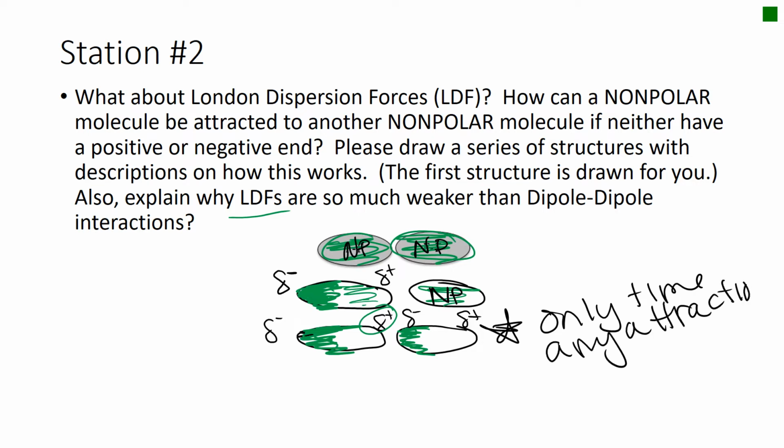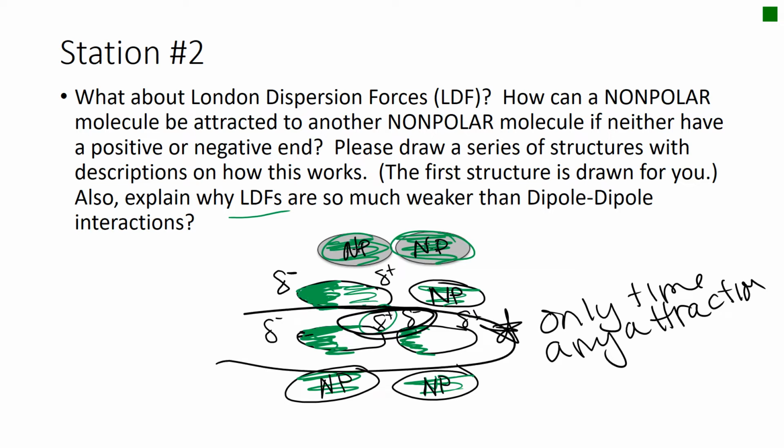And why? Because this is the only time that you have that negative and that positive together. Well, these electrons are moving again. Once again, they're constantly moving. And so they will level out. And once again, you will become a nonpolar molecule. Nonpolar molecule. Okay. This is the only time that any attraction exists.